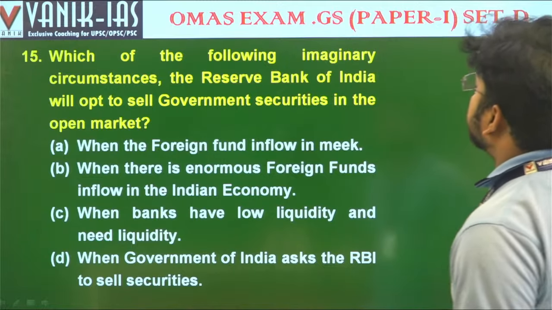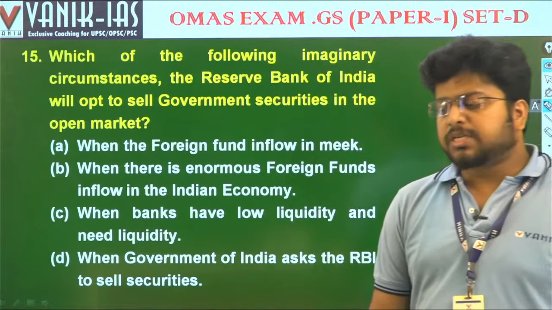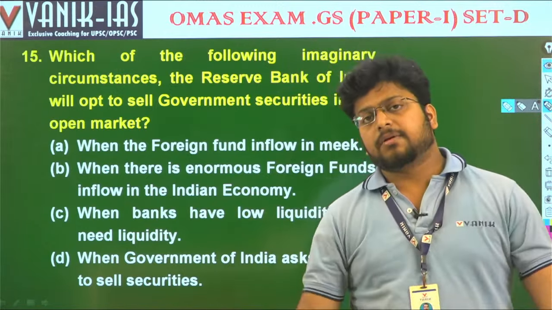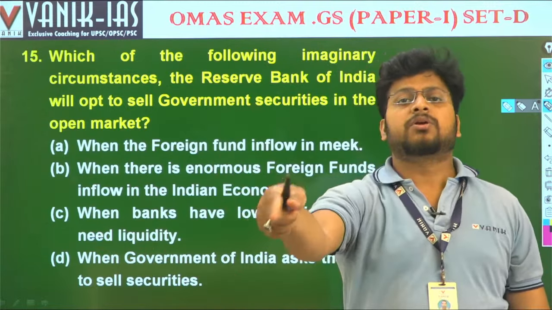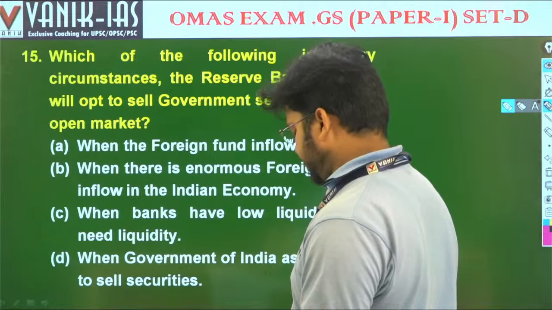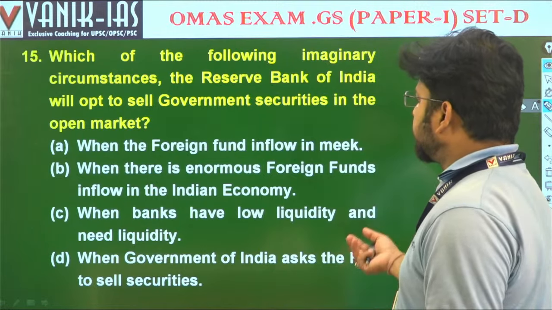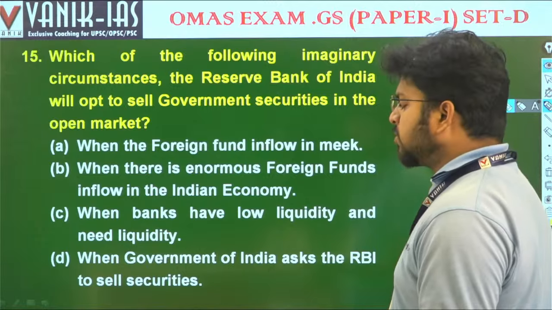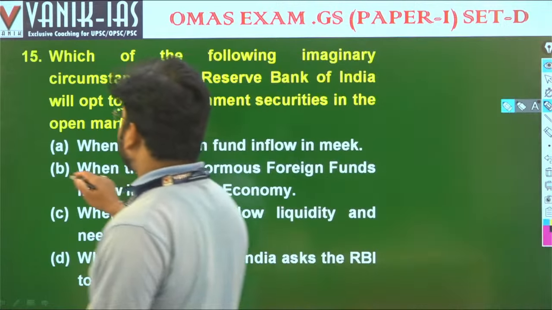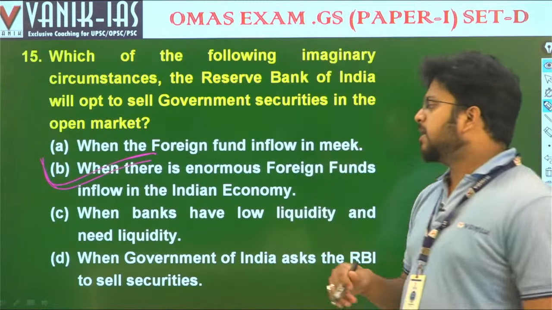Next, which of the following statements? Imagine this circumstance. RBI will opt to sell government securities. When will RBI sell government securities? When money in the market is high, RBI sells some securities and pulls out money from the market. When the foreign inflow is weak, there is no need. That means too much money is not there. When there is enormous foreign funds inflow in the Indian economy, chances of inflation will increase. Then RBI will pull out some money from the market. So B is the answer.